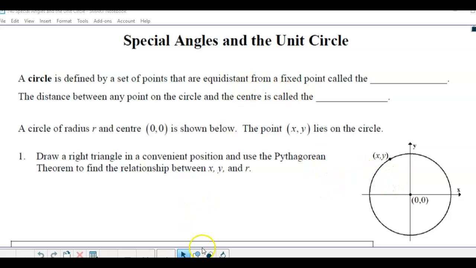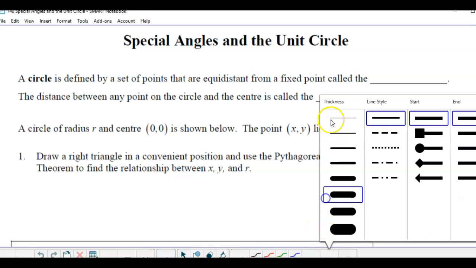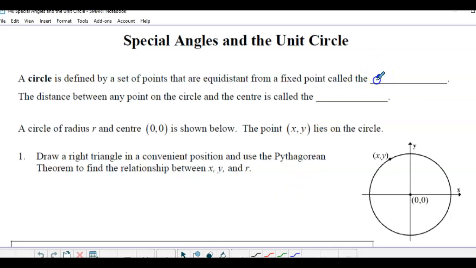It says a circle is defined by a set of points that are equidistant from a fixed point called the center. The distance between any point on the circle and the center is called the radius. So that's nothing new. A circle of radius r and center 0, 0 is shown below. The point x, y lies on the circle, so it could be there, it could be here, whatever. It's just a general point.